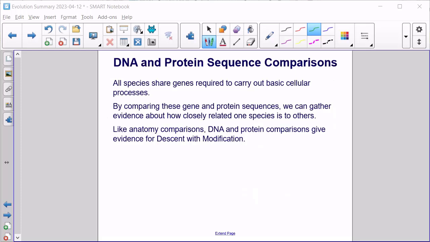DNA and protein sequence comparisons. All species share genes required to carry out basic cellular processes. By comparing these gene and protein sequences, we can gather evidence about how closely related one species is to others. Like anatomy comparisons, DNA and protein comparisons give evidence for descent with modification.